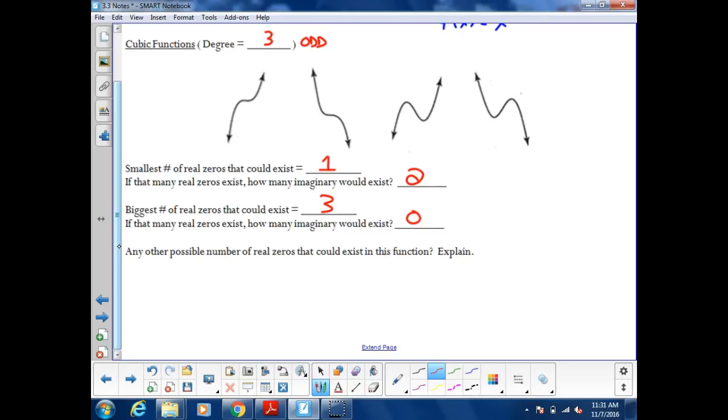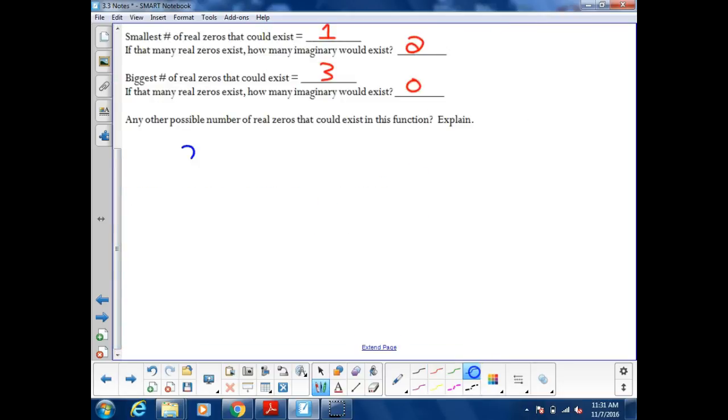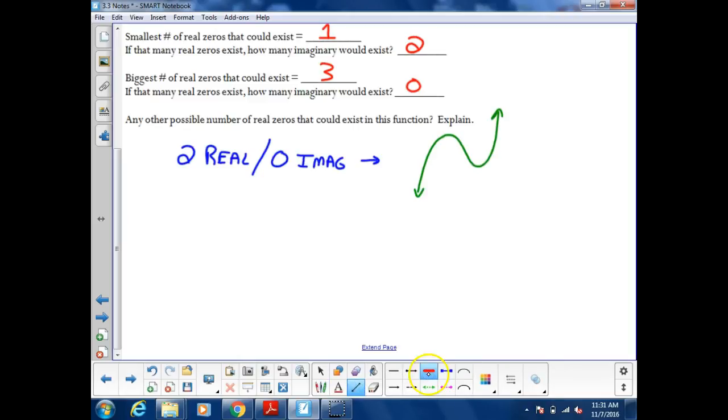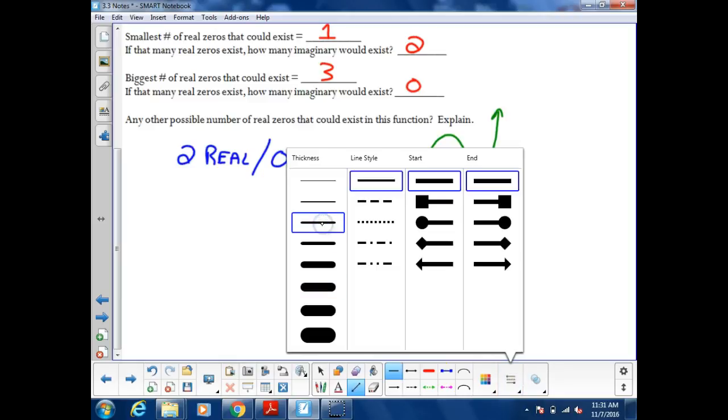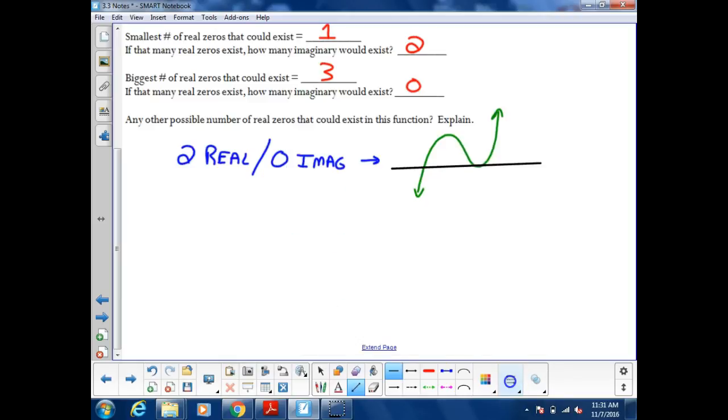So can I have 2 real zeros? If I have 2 reals, can I have 1 imaginary? No, because they have to come in pairs, so it would be a 2 real, 0 imaginary case. Can I have that? Yes. How? If one of them is a double. So here is my cubic function, and then here comes my x-axis. Right there. One of them is a double root.